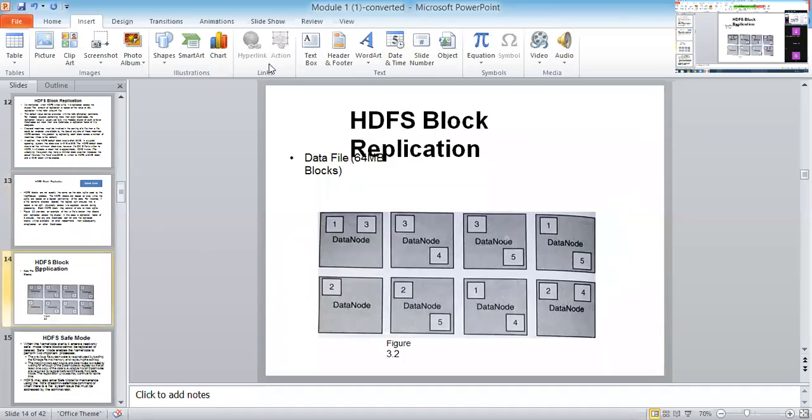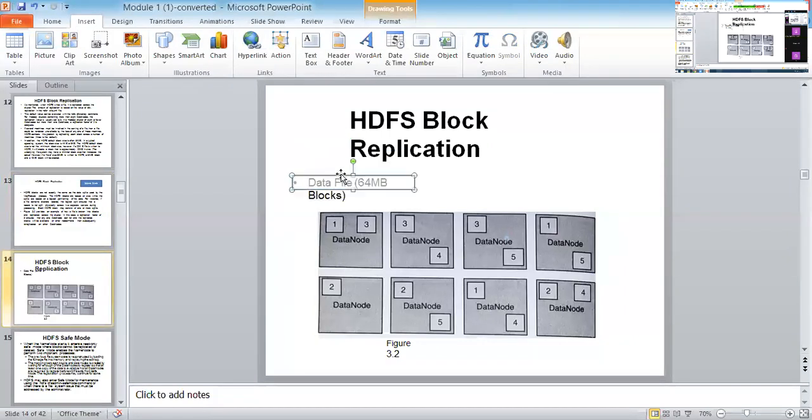Now if people can see here, how many data nodes am I having? Basically, I am having 8 data nodes, right? So when I say 8 data nodes, the replication is a factor of 3. People can see one, two, three, a factor of 3. Block number 1 is replicated 3 times. Why is it replicated 3 times? Since it is a system where the data node count is 8.